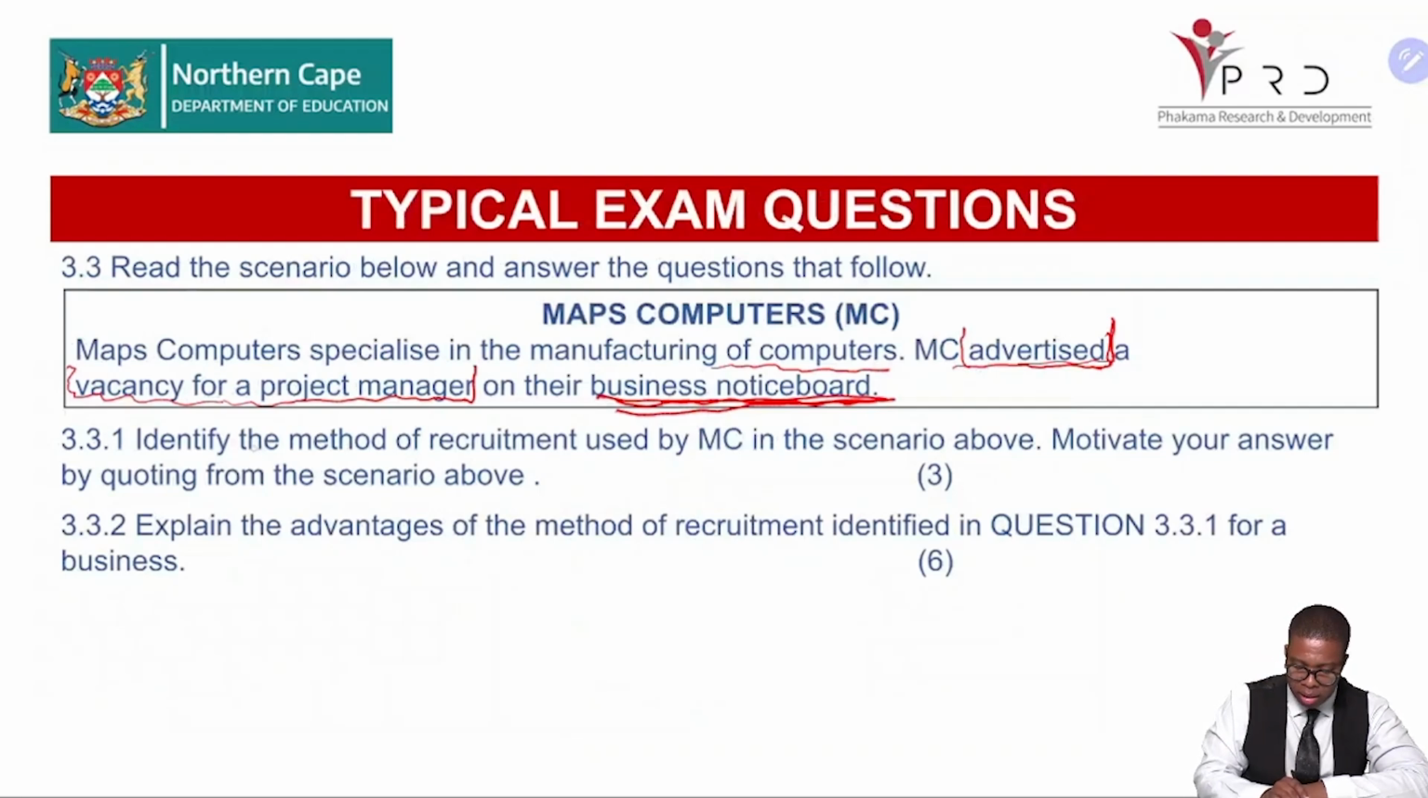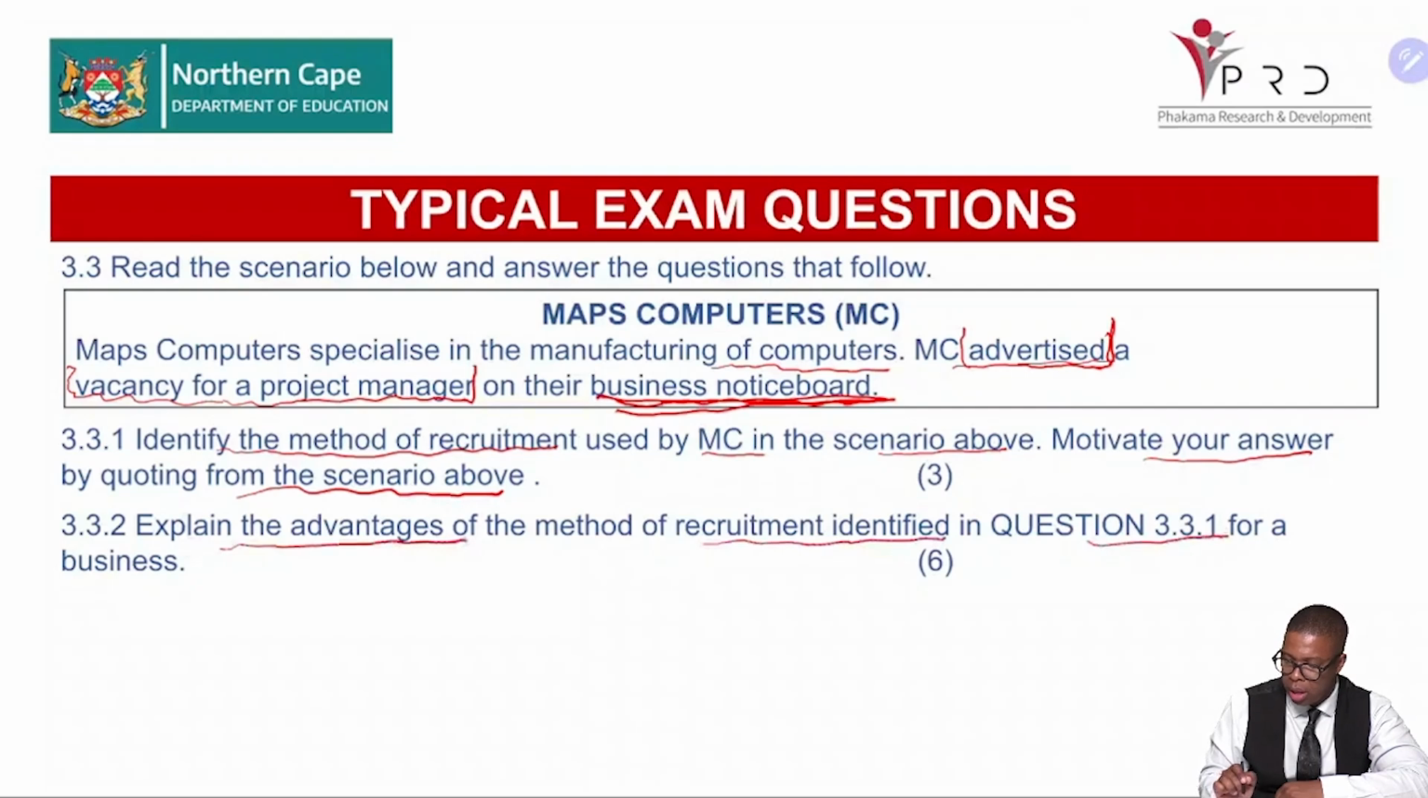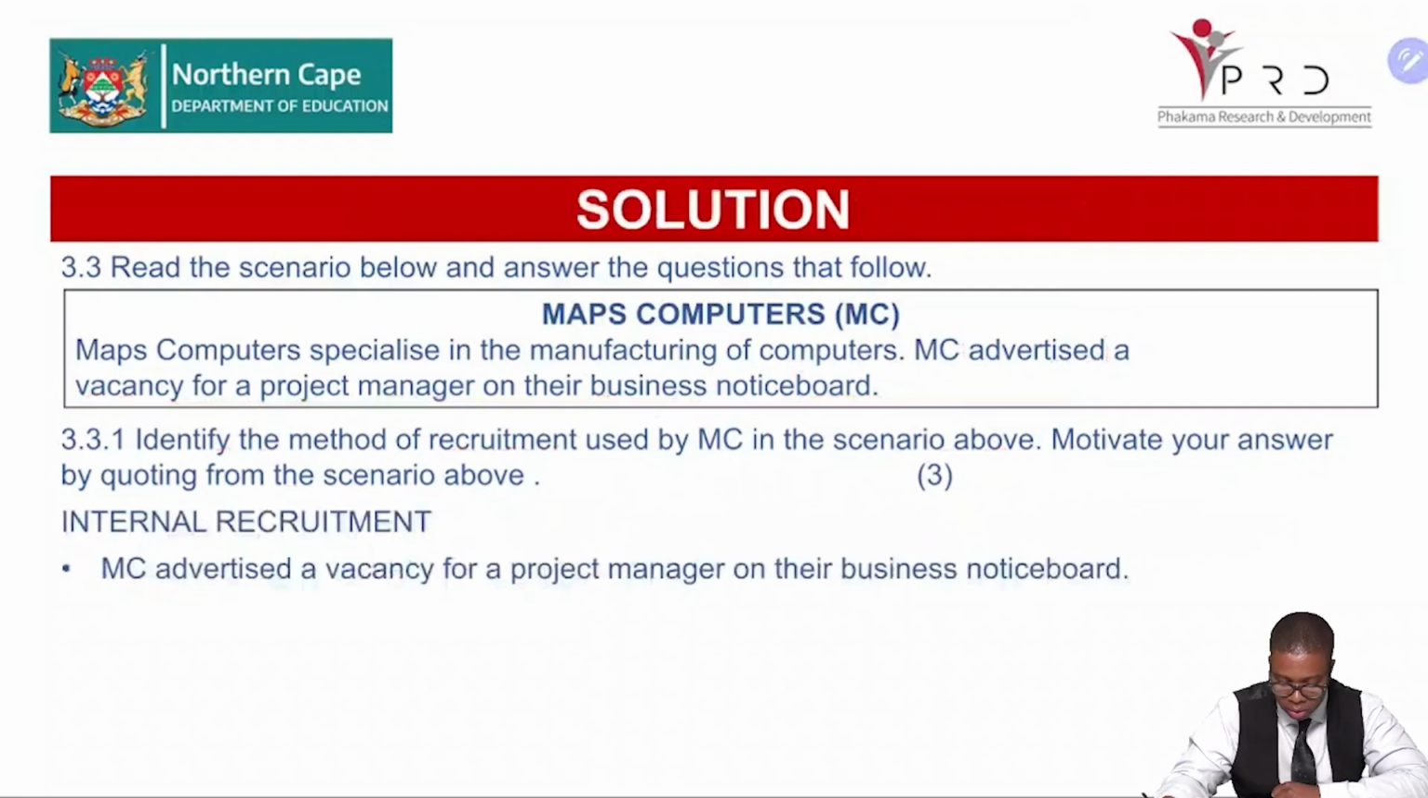Therefore, let's look at the question. Identify the method of recruitment used by MC in the scenario above. Motivate your answer by quoting from the scenario above. Explain the advantages of the method of recruitment identified in question 3.3.1 for the business. So the focus of this question is on the advantages of the method of recruitment. Now, let us look into the internal. Why internal? This is why.